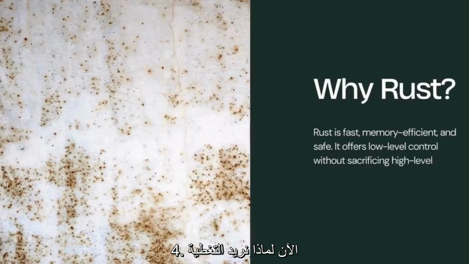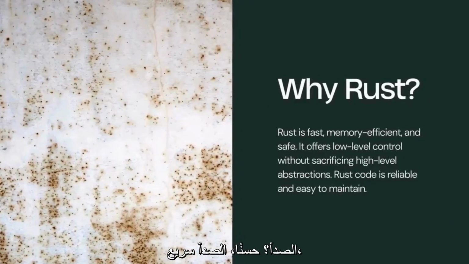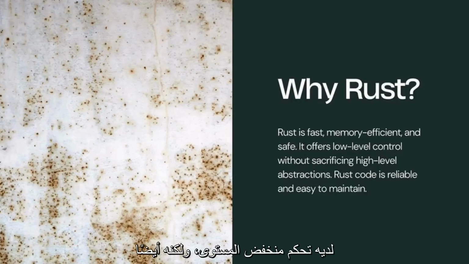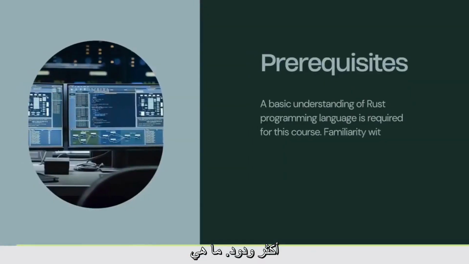Now, why do we want to cover Rust? Well, Rust is a fast, memory efficient, and safe language, and it has low level control, but it also makes it easy to maintain. So it's a modern compiled language, and also with generative AI coding tools, it's a lot more approachable. What are the prerequisites?